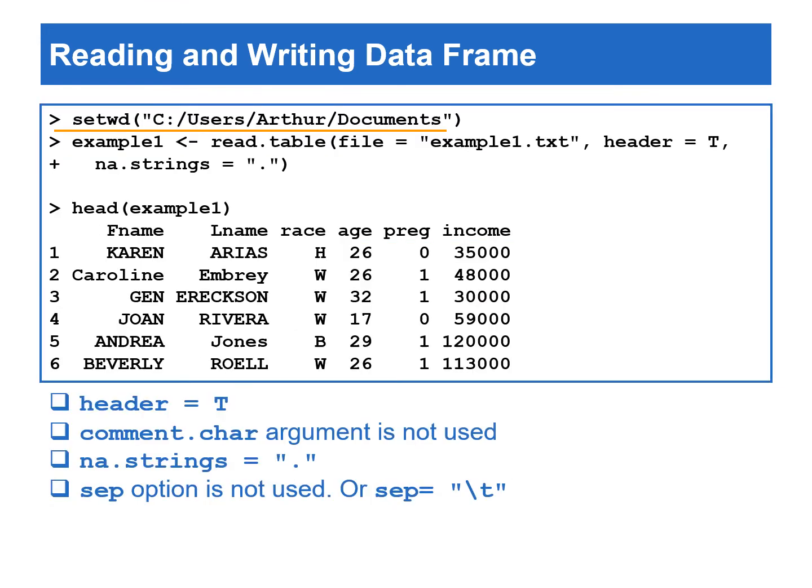Before reading the file, we can change the working directory, where the external file is located. In the read.table function, the header argument is set to true, since variable names are in the external file. We don't need to specify the comment.char option, since the comments are written after #, which is the default option. The na.strings option is set to a period in order to read the missing values correctly. The sep option is not specified, since read.table can read tab-separated files by default.